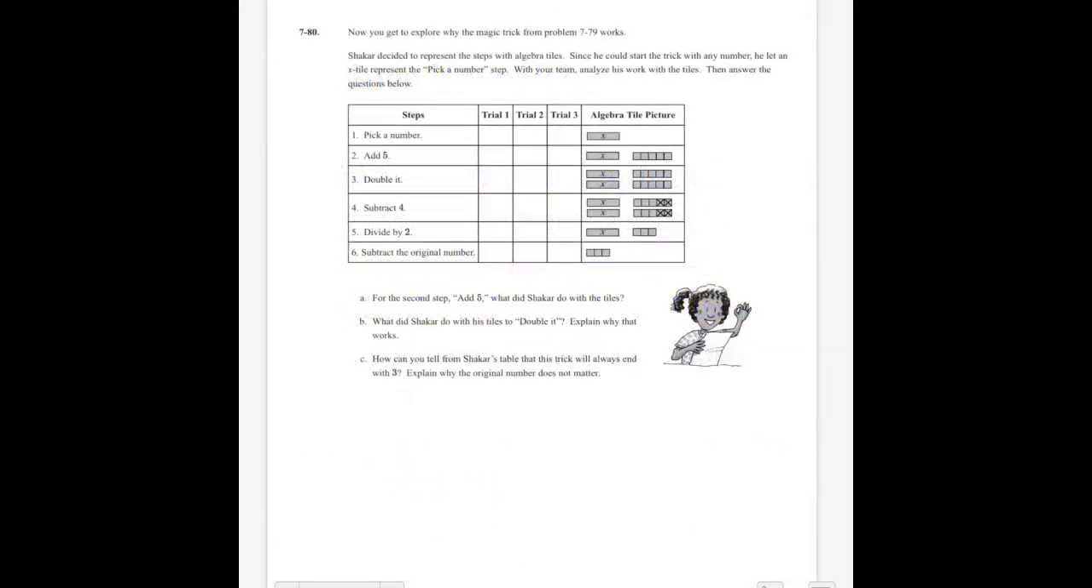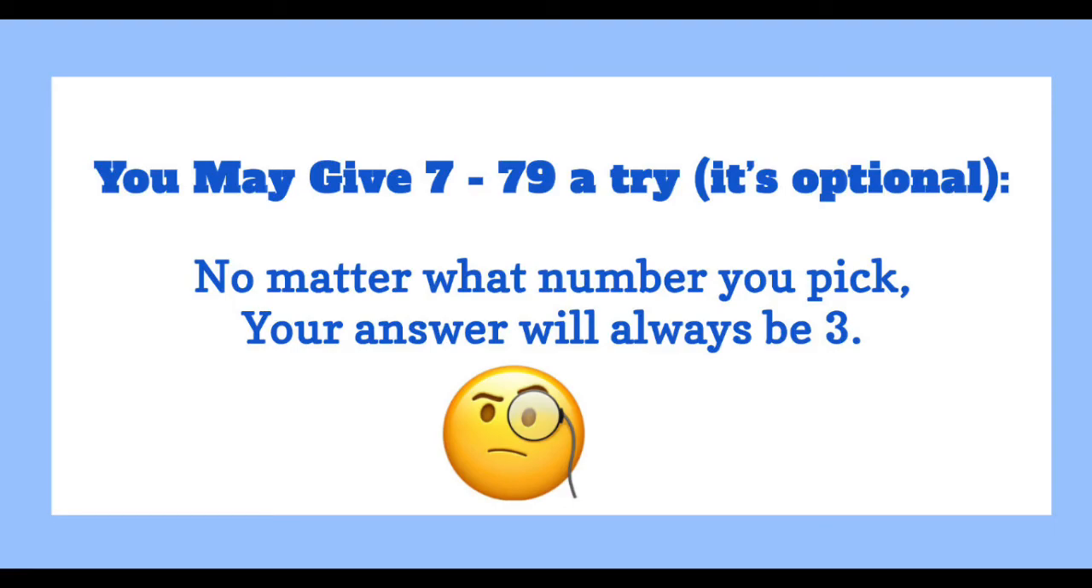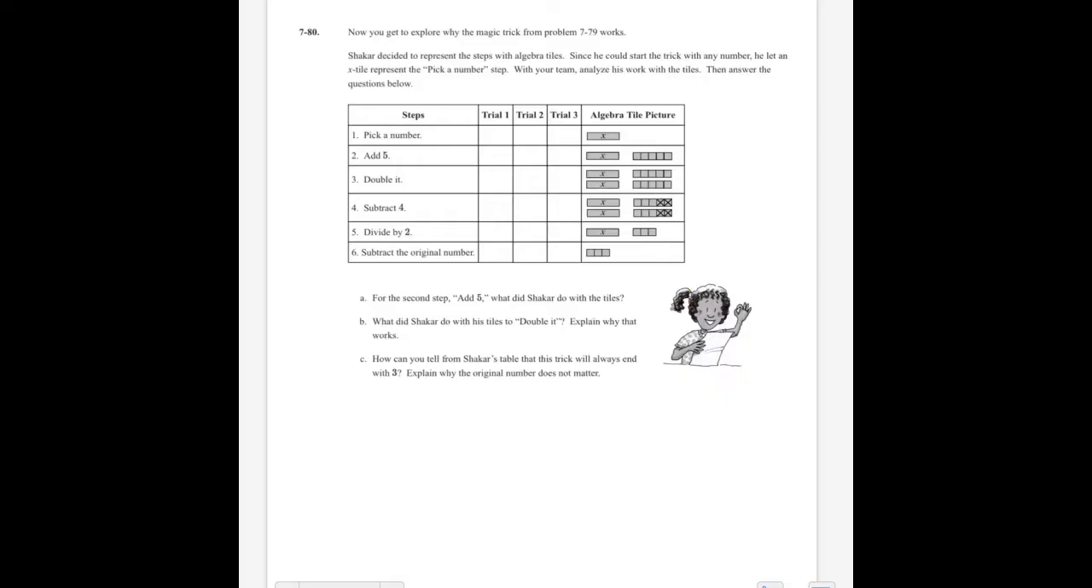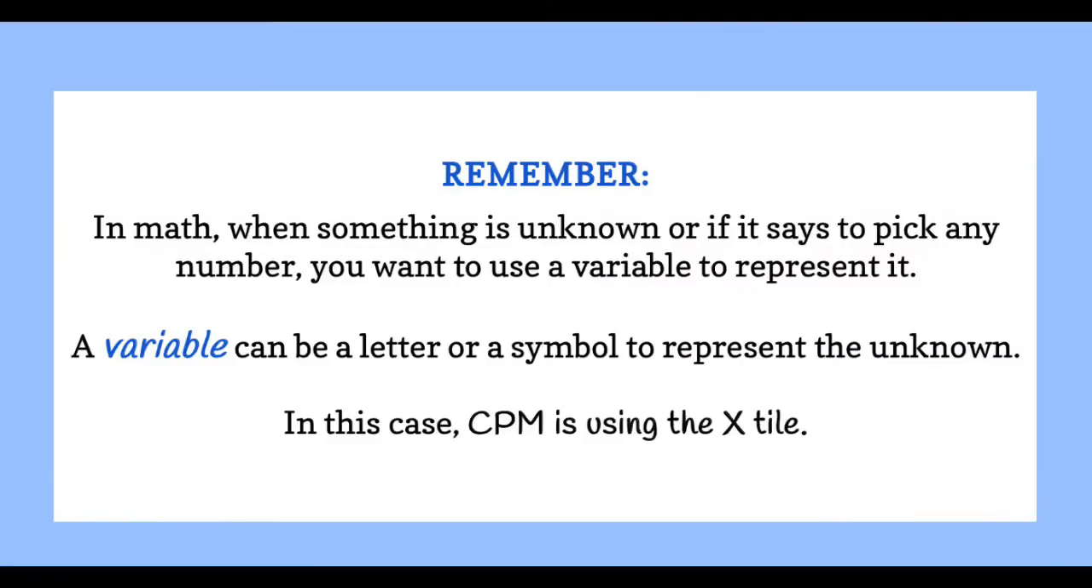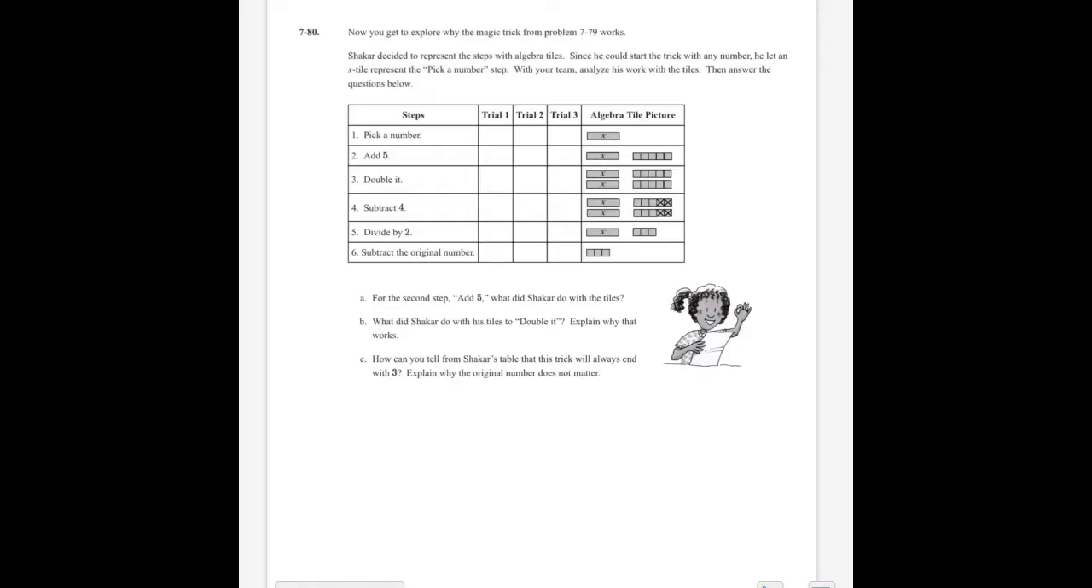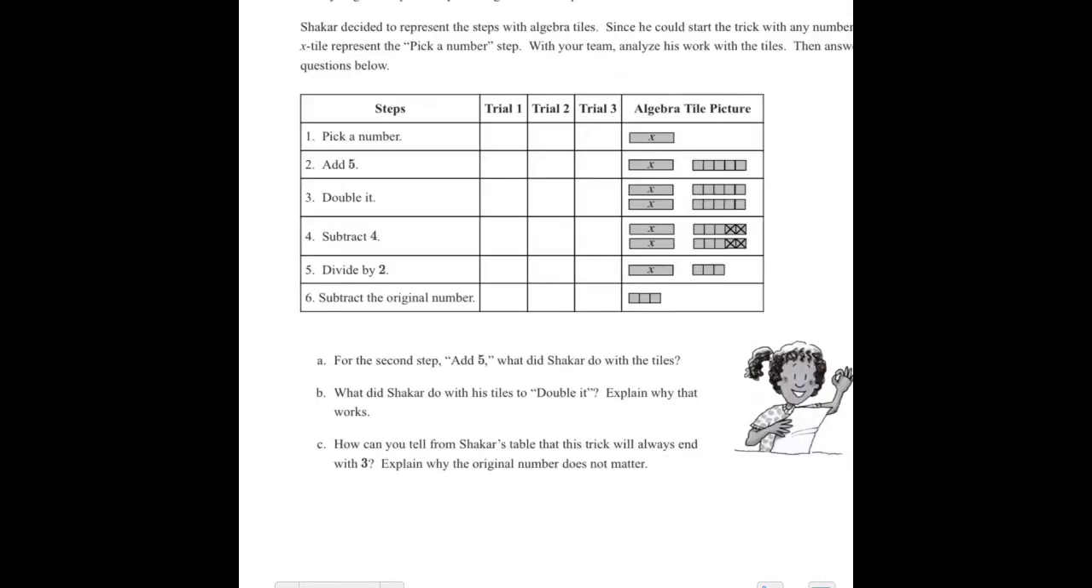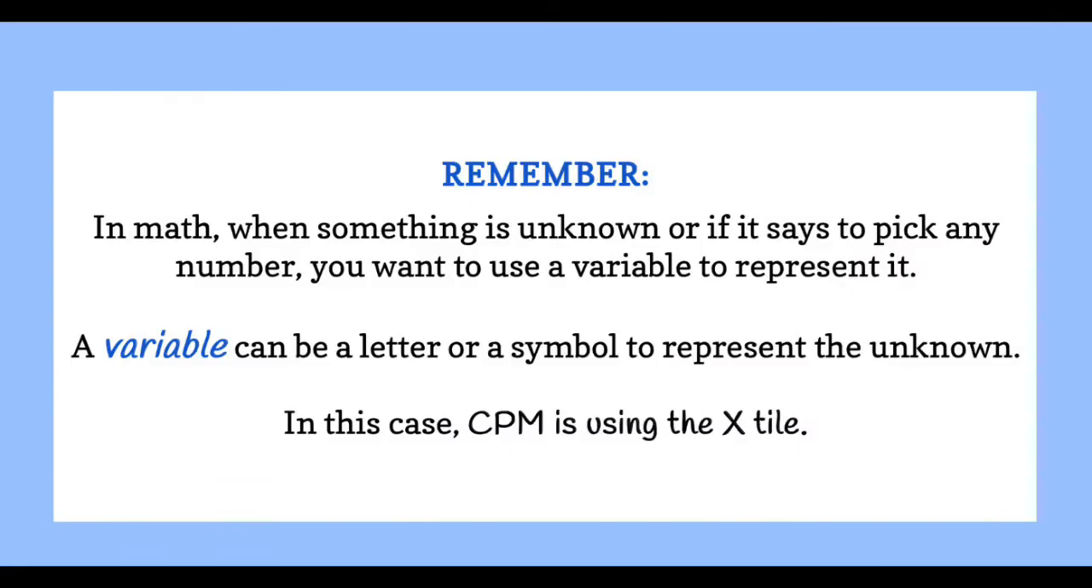Let's go ahead and get started with our example problem 7-80. Now that you get to explore why the magic trick from problem 7-9 works, Shakar decided to represent the steps with algebra tiles. Since he could start the trick with any number, he let an X tile represent the pick a number step. With your team, analyze his work with the tiles, then answer the questions below. So anytime it says pick a number, we don't know what number it is. We're going to use X just like a variable. So you want to use a variable to represent something you don't know, and we're going to use the X tile because X is a variable for the unknown.